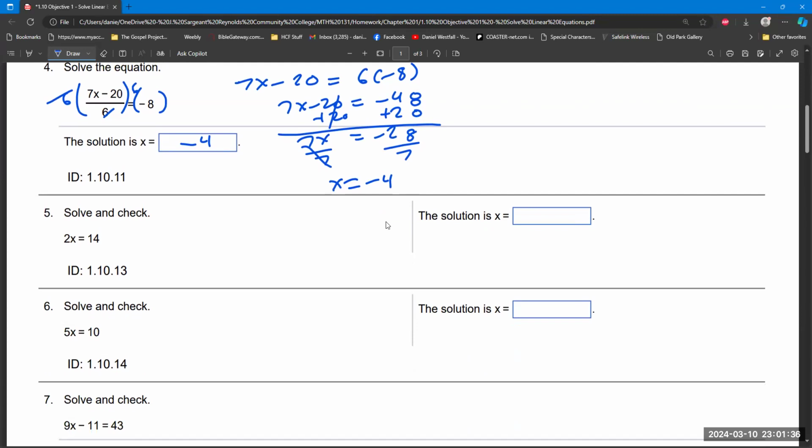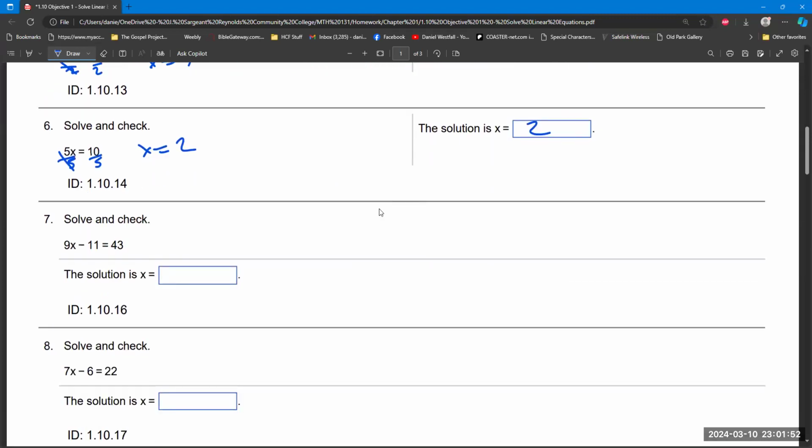If 2x is equal to 14, let's divide both sides by 2, and x is going to be equal to 7. If 5x is equal to 10, we divide both sides by 5, and x is equal to 2. Let's take 9x minus 11 equals 43, and add 11 to both sides to get that 9x is equal to 54. Divide both sides by 9, and x is equal to 6.